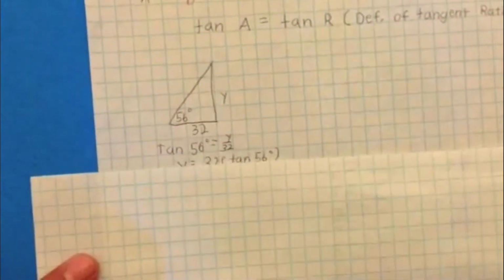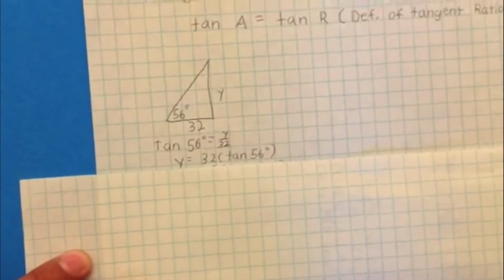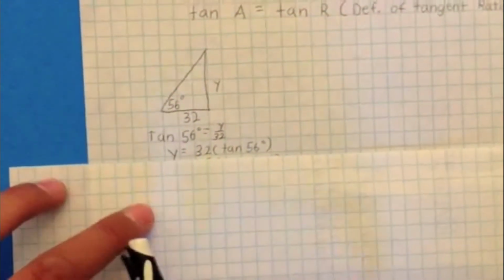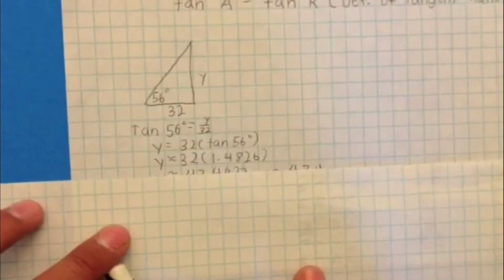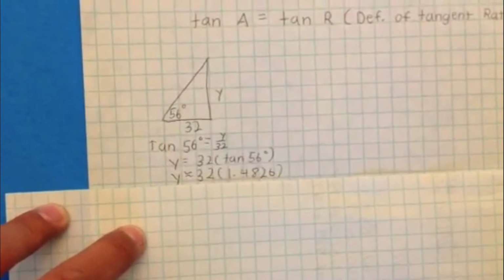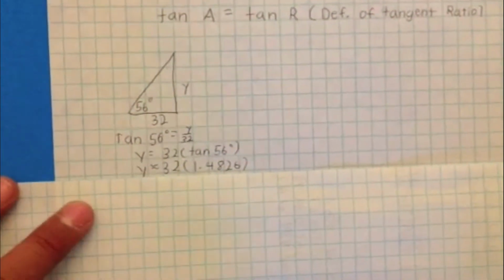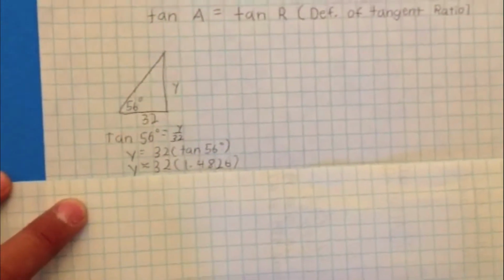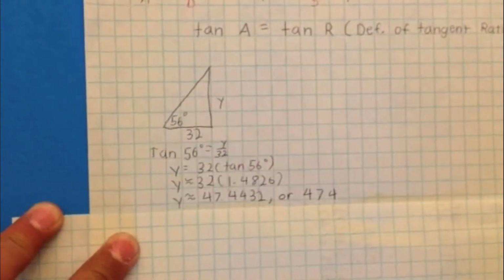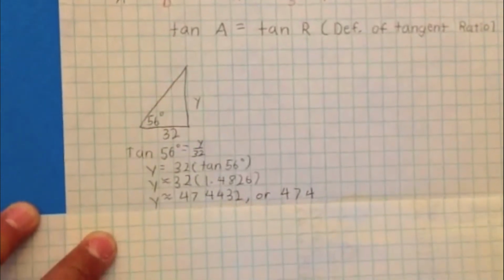Yes. And now y equals 32 times tangent of 56 because you multiply by 32, and you know how to do the math. And the tangent of 56 is 1.4826 approximately, so y is approximately 32 times 1.4826. You can find that number from the table of trigonometry. And y is approximately 47.4432, or you could just round it and get 47.4.